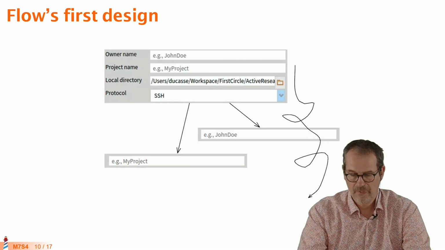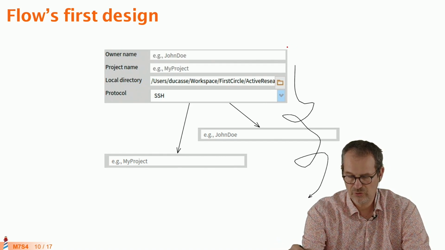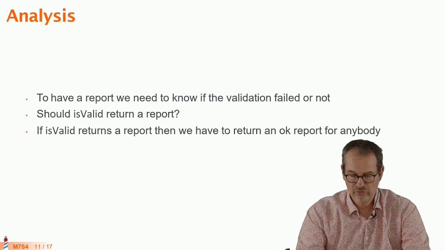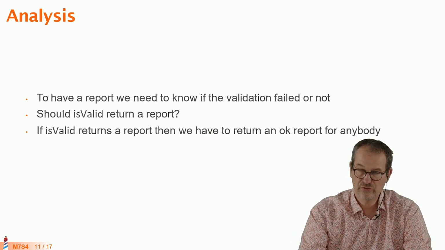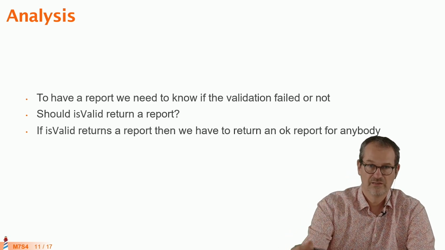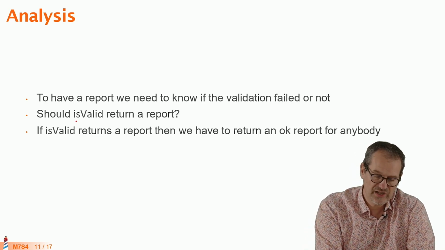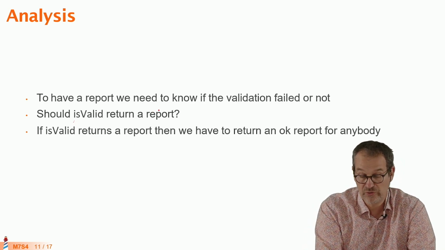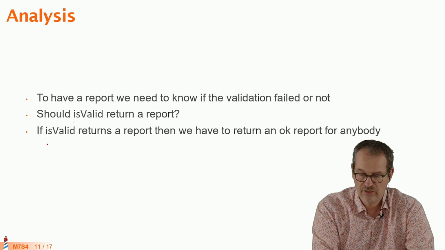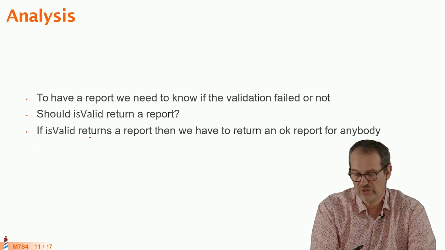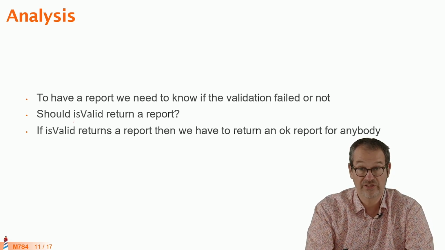So what you see is that the flow is basically like that. It goes from the option pane, the container, to each of its children. And during this flow, to have a report, we need to know if the validation failed or not. We ask, okay. The question we could ask ourselves, oh, maybe isValid could have returned a report, we don't know. And what is clear is that if valid returns a report, then in that case, we should have an okay or not okay report and things like that.